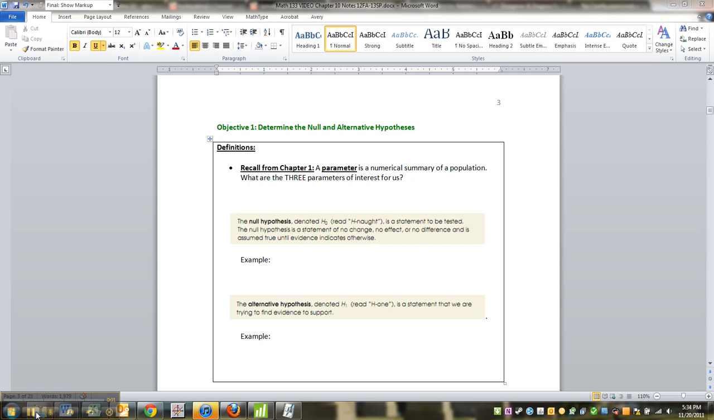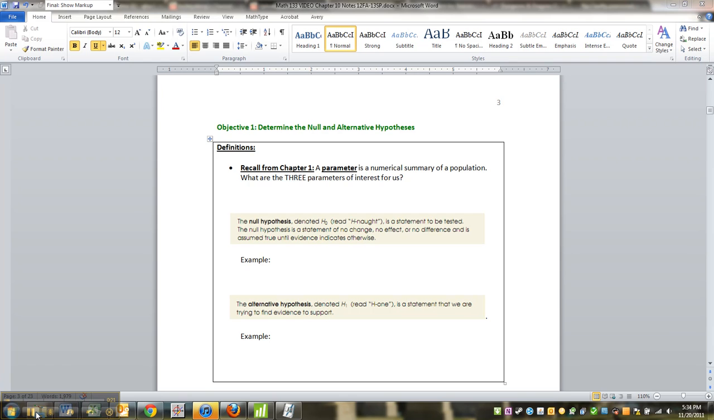Now, before we can get into what hypothesis testing is and how it works, it's going to be important for us to understand how hypotheses work. And we have very strict rules and guidelines for how hypotheses are going to exist. So recall, first of all, from chapter 1, that a parameter is a numerical summary of a population.